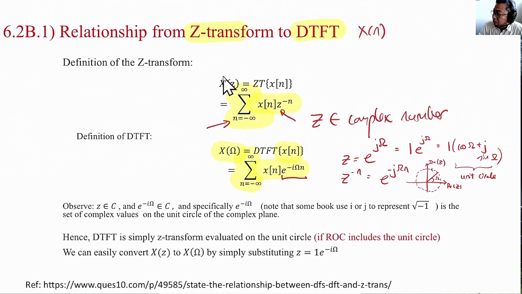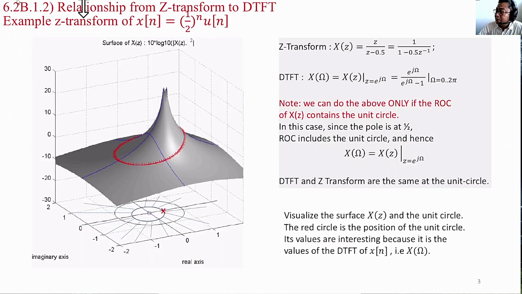So now we see that X of z and X of omega are the same when z is replaced by e to the j omega. But when can we replace this? When can we say let z equal e to the j omega? It is when the region of convergence of z includes the unit circle. So the region of convergence must cover this unit circle, and therefore we can say that these values exist for X of z. So please be careful. The z transform is only equal to DTFT when the region of convergence includes the unit circle. Let's see an example.